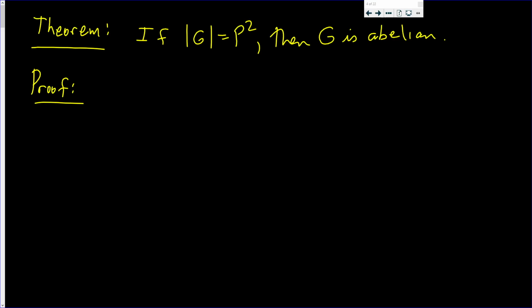In this video, we're going to prove a very important theorem. If the order of G is p squared, where p is a prime, then G must be abelian.